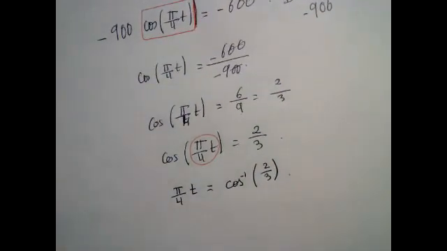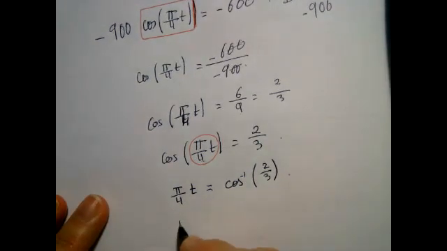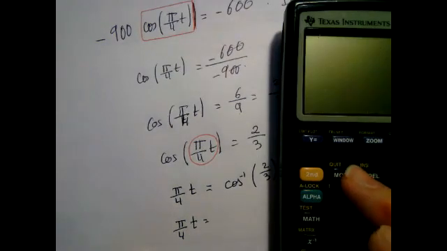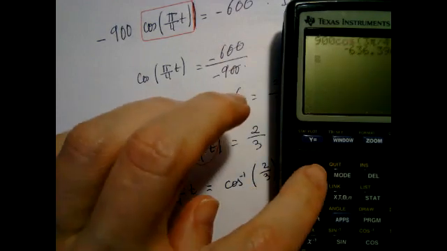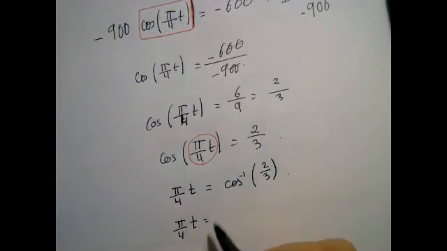Okay. So now we're going to find t. So it means pi over 4t equals the cosine inverse, and that's really where I'm going to back up to my calculator. So the cosine inverse, sorry, of 2/3, which is going to give me 0.841.